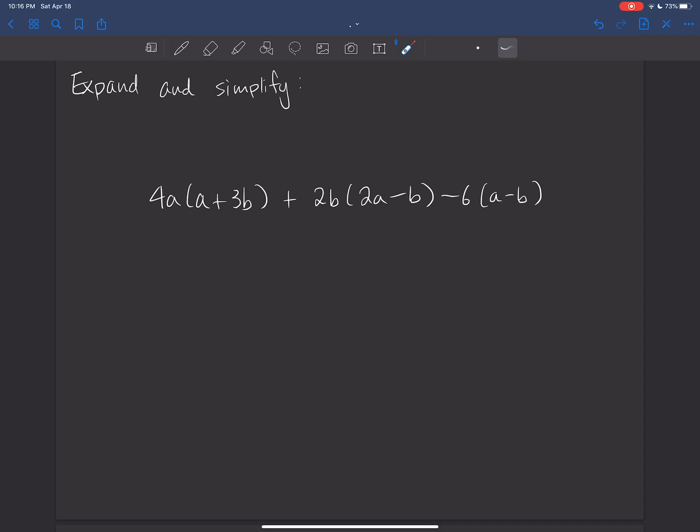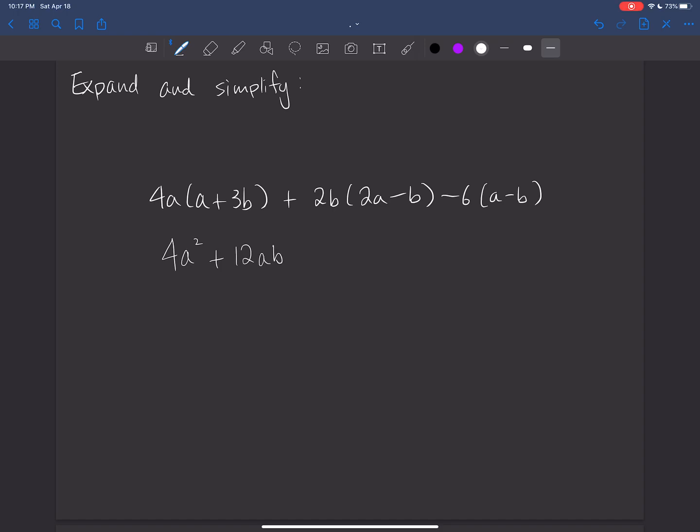Expand and simplify this expression. So first off, I want to multiply the 4a to the a and 3b. So 4a times a would be 4a squared. And 4a times 3b, dealing with the numbers first, it would be positive 12. And a times b would be ab.